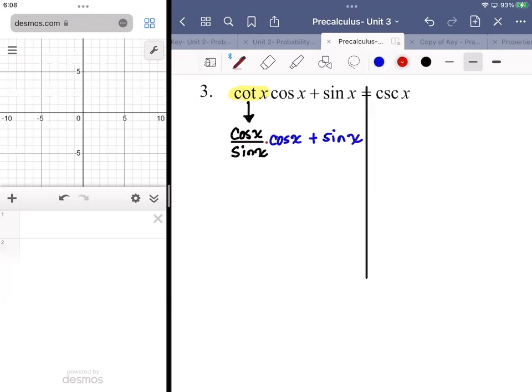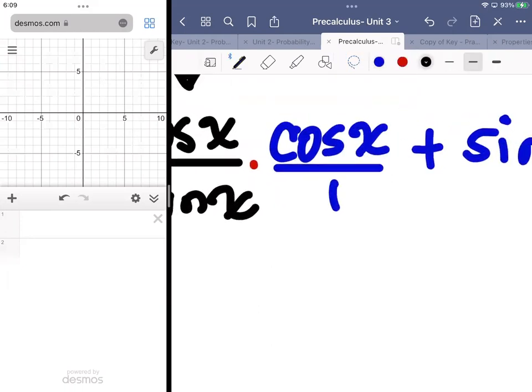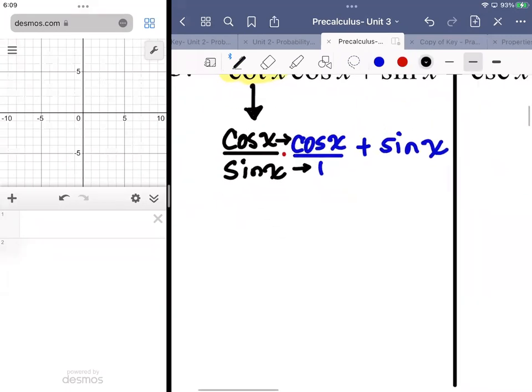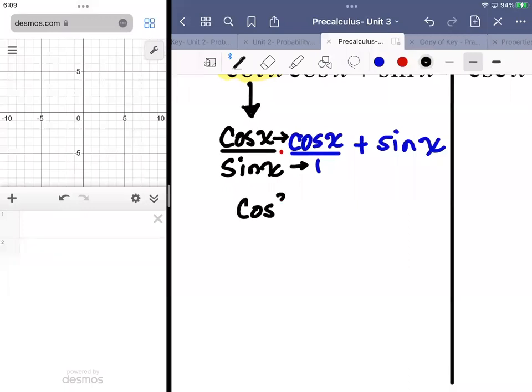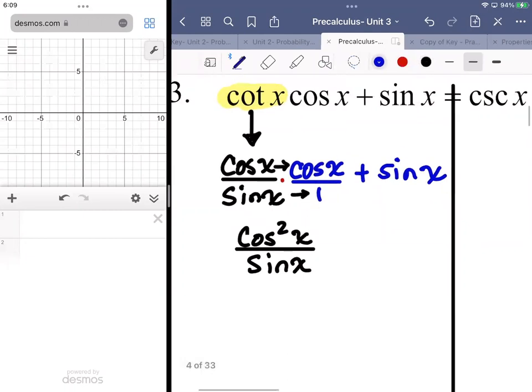So I'm going to have cosine x plus sine x. This is a product, so I can put it together, right? That cosine could be thought of as cosine over a 1. When you multiply two fractions together, you multiply the top by the top and the bottom by the bottom. So these two get multiplied, these two get multiplied. So we're going to get cosine squared of x over sine of x, plus the sine of x that's already there.